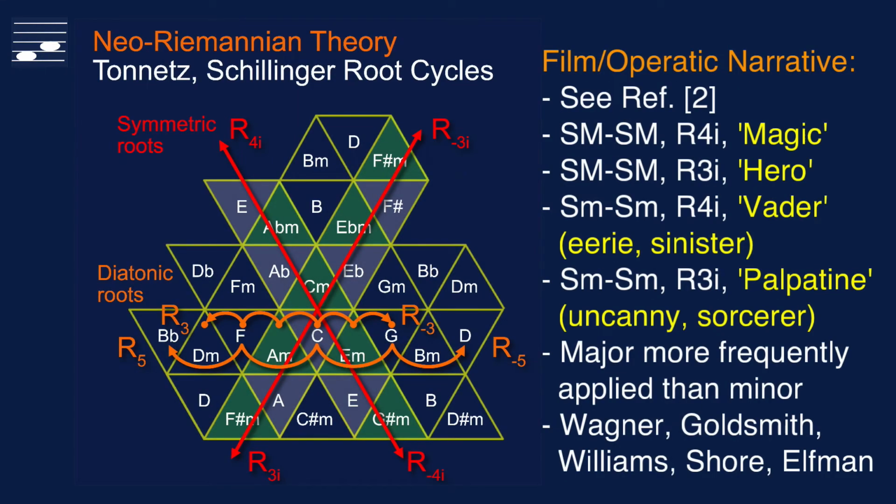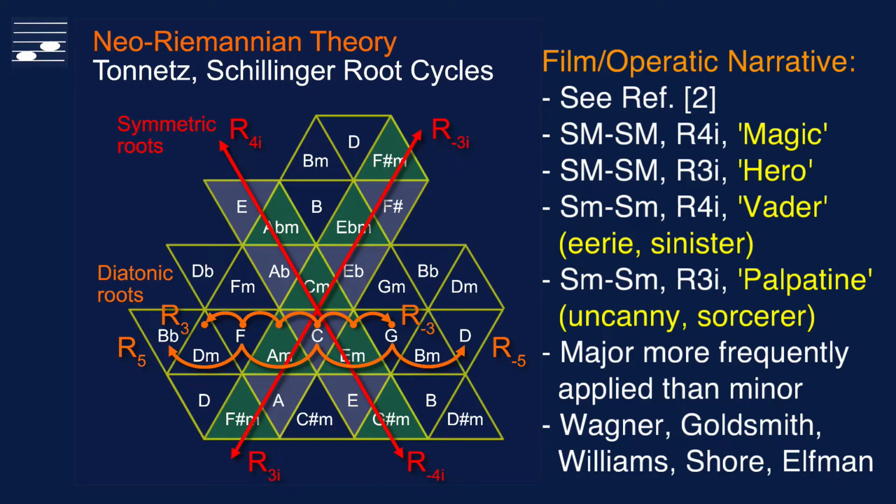Root movement for compound transformations corresponds to the Schillinger symmetric harmony system root cycles R plus or minus 3i and R plus or minus 4i, shown here as diagonal arrows. And what is highly relevant for the application in cinematic music, they may receive a narrative label in film or opera.